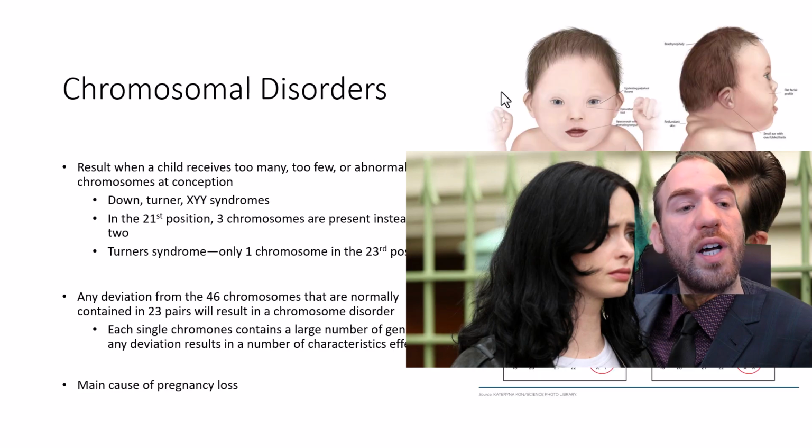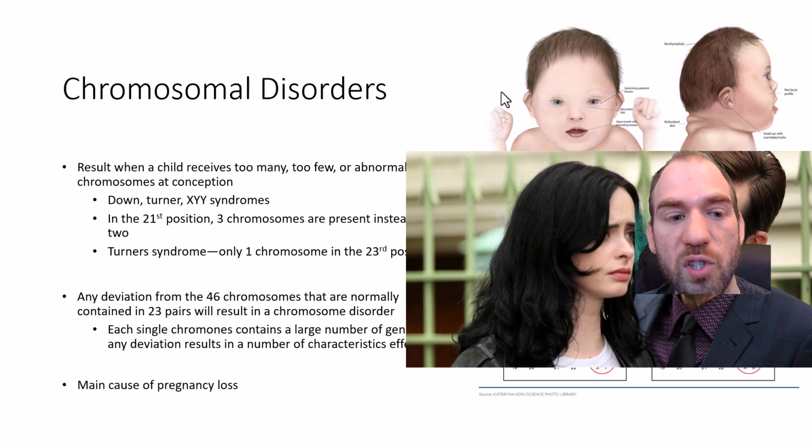Chromosome disorders emerge when a child receives too many, too few, or an abnormal chromosomes at conception. Some examples include Down syndrome, Turner syndrome, and XYY syndromes. For example, in Down syndrome, in the 21st position, 3 chromosomes are present instead of 2. In Turner syndrome, only one chromosome in the 23rd position. Any deviation from the 46 chromosomes that are normally contained in 23 pairs will result in a chromosome disorder. Each single chromosome contains a large number of genes, so any deviation results in a number of characteristics affected. The main cause of pregnancy loss.